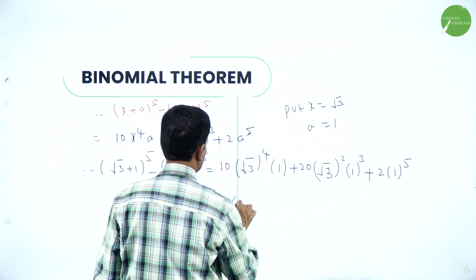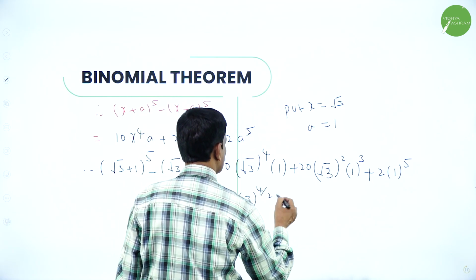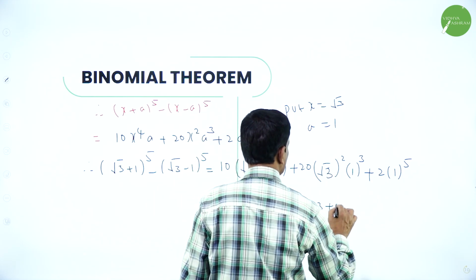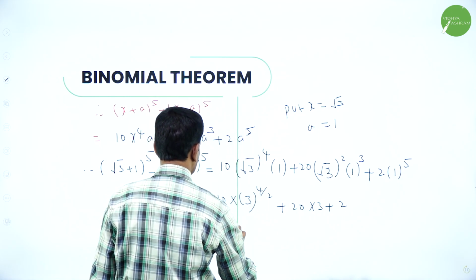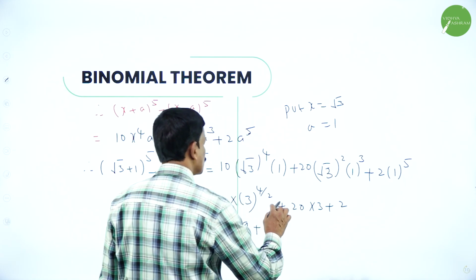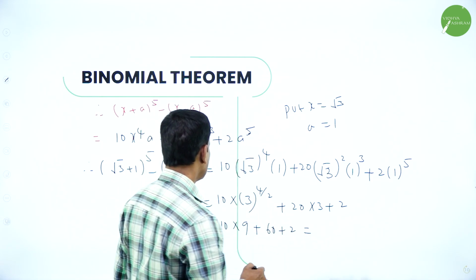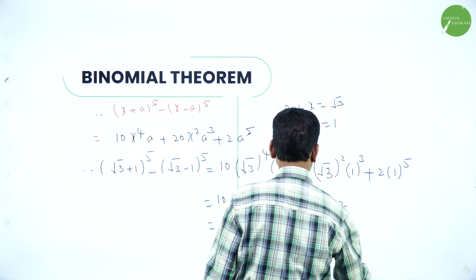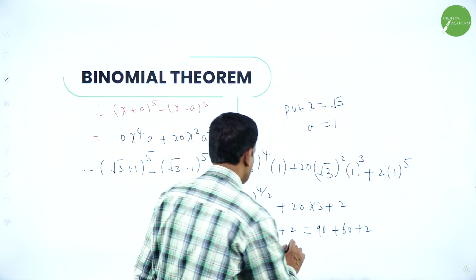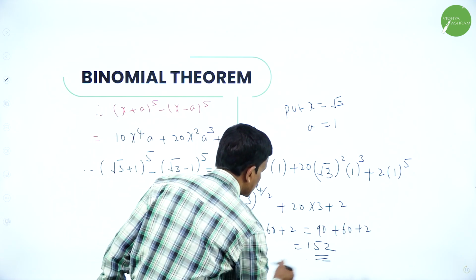Simplify this. 10 into, this can be written as 3 to the power of 4 by 2 into 1, plus 20 into 3, square root gets cancelled, 3 plus 2. So this is 10 into 3 square, which is equal to 9, plus 2 into 3 is 60, plus 2. So what is this equal to? 10 into 9 is 90 plus 60 plus 2. That's it. So if we simplify this, this is equal to 152. Let me check. The correct answer is 152.